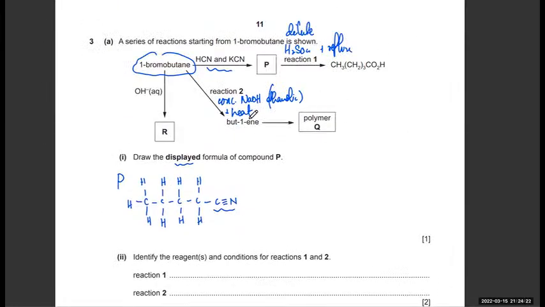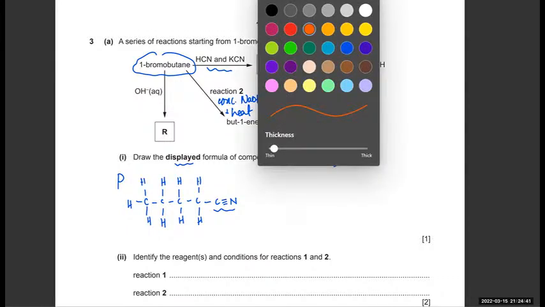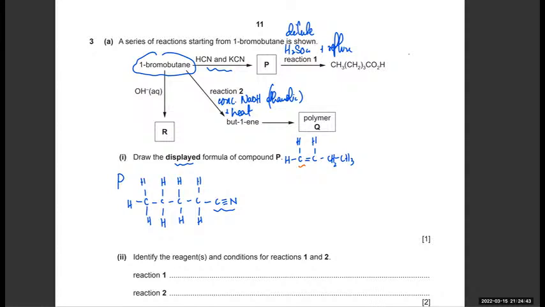Draw the structure of the repeat unit of polymer Q. So for polymer Q, let's draw but-1-ene here. But is 4 carbons, the double bond here, and the rest are H. Now, to make a polymer, the condition is that nothing should be on the right or left side of the double bond. Bend this down to the bottom side. So your molecule would have this shape.